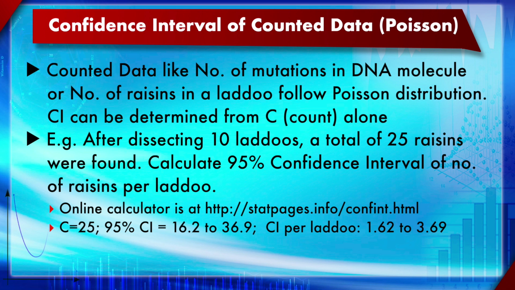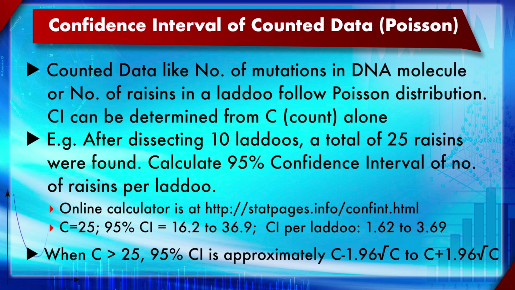So, you just input the data and then you can calculate the confidence interval of that one. If the count is more than 25, then the 95% CI approximation is count minus 1.96 into root C, that is the lower limit, to count plus 1.96 into root C. So, we can use this formula for our Laddu example.